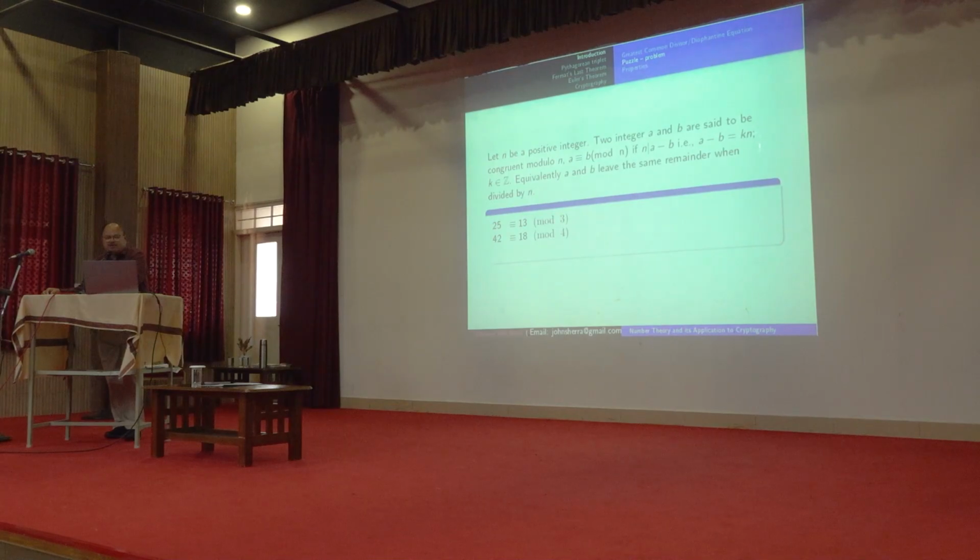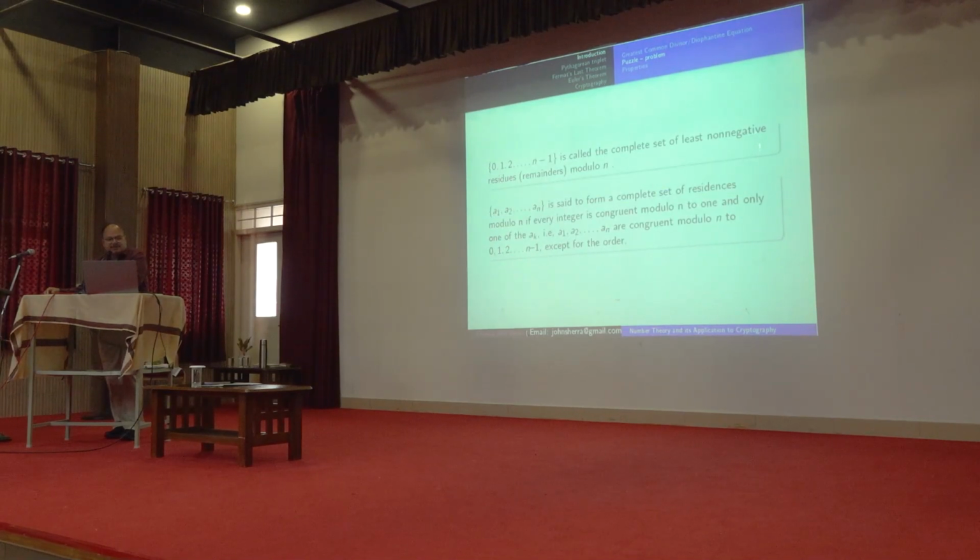Then 48 congruent to 18 mod 4, the other way you can do. Divide 48 by 4, 0 is the remainder. Divide 18 by 4, 2 is the remainder. Remainders are not the same, therefore they are not congruent. Whereas 28 is not congruent to 14 mod 5. When you divide 28 by 5, you get 3. When you divide 14 by 5, you get 4 as the remainder. Therefore, they are not congruent.